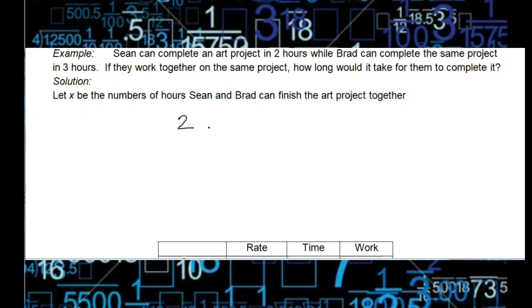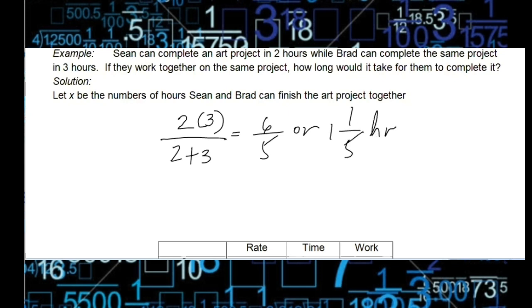So, 2 hours for Sean, then i-multiply mo dun sa hours na kayang tapusin ni Brad yung work. So, 3 hours. Then, i-divide mo lang sa sum nito. So, 2 plus 3. So, 2 times 3 is 6. 2 plus 3 is 5. So, yan na mismo. That's improper fraction. Change to mixed number. How many 5 you can get into 6? 1. How many left? 1 and 1/5.